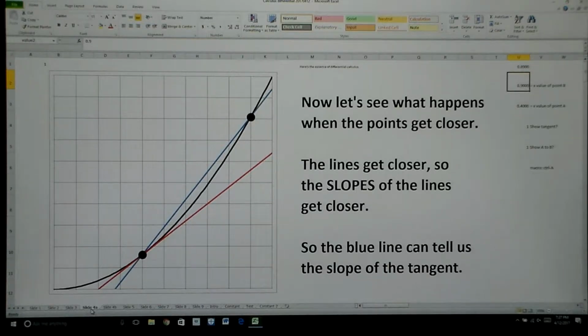Now let's see what happens when the points get closer together. When the points get closer together, the lines also get closer, so the slopes of the lines get closer. So the blue line can tell us something about the slope of the tangent.